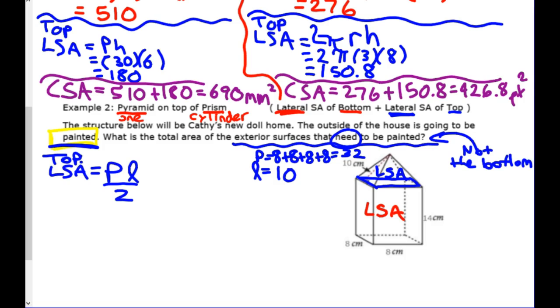So since I know P and L, I can do this, right? P is 32 times L, which is 10, divided by 2. So what is 32 times 10 divided by 2? You can type it in your calculator, but you should get, is it 160?